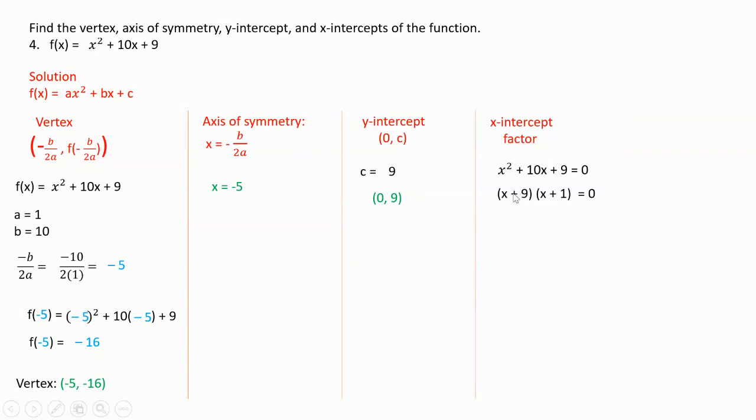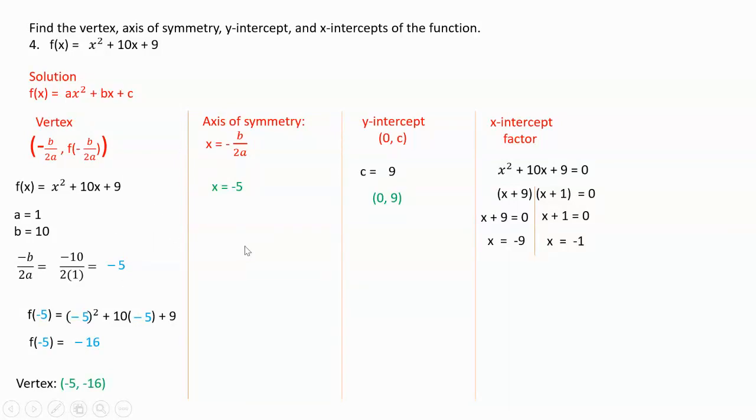But these are the factors of the trinomial x squared plus 10x plus 9, which is equal to x plus 9 times x plus 1. So then we let both equal 0. Right, so x equals negative 9 and x equals negative 1. So these are my x-intercepts. So I found what they were looking for.